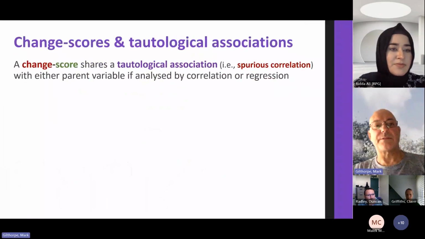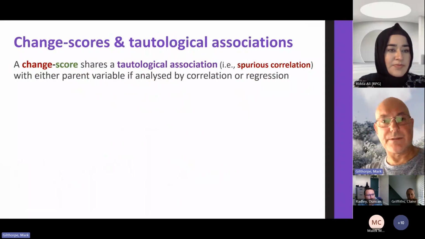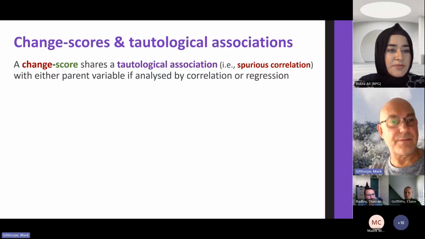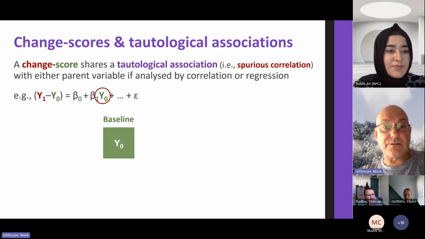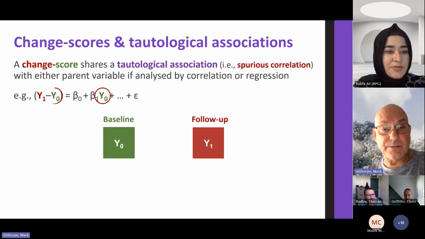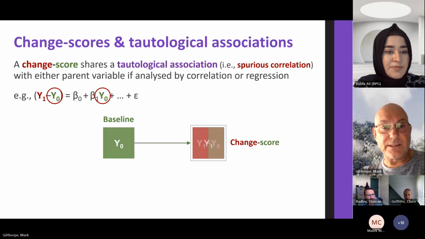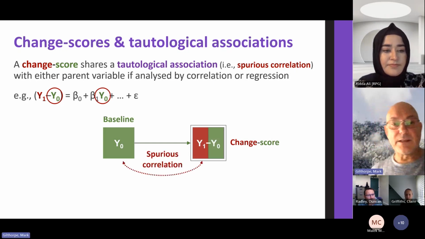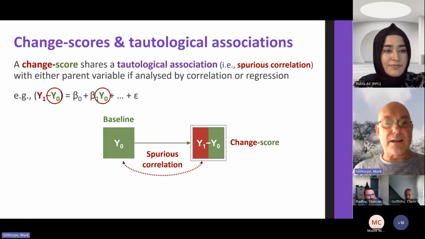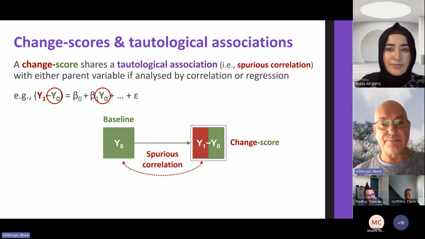Now let's look at a different situation, one of change scores, and we'll do it again through the simple approach of a tautological association to make it easier to grasp the implications. So here we might ask the question, does change in an outcome relate to the baseline of that outcome? Well, the problem with that is that, as we can see again in the regression equation, we have baseline outcome on both sides of the regression equation, and that creates a spurious correlation.